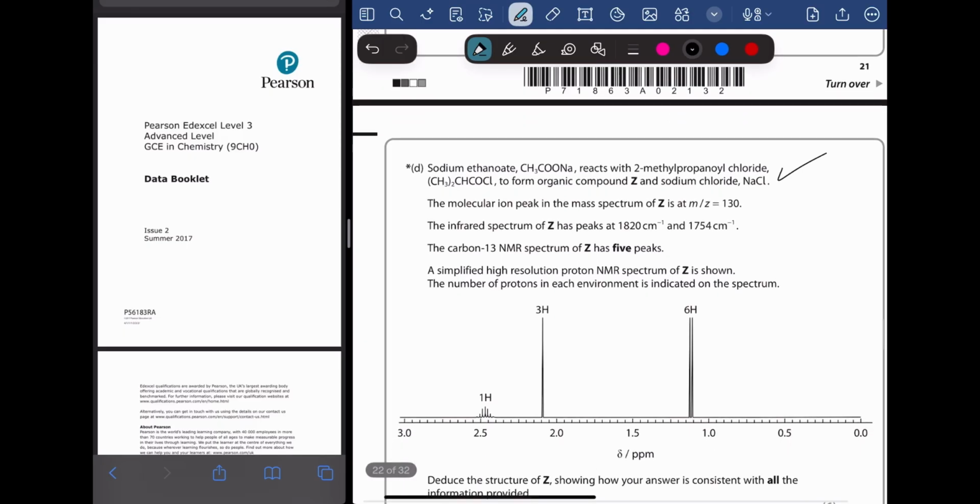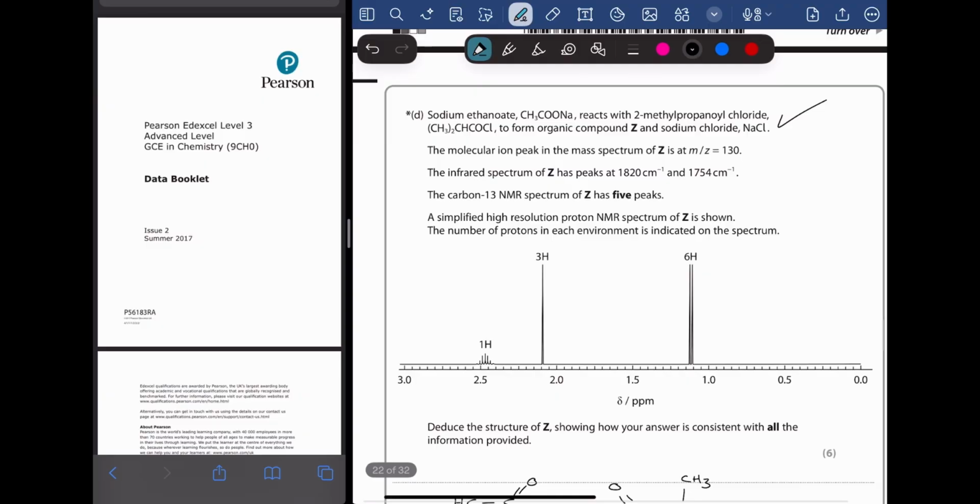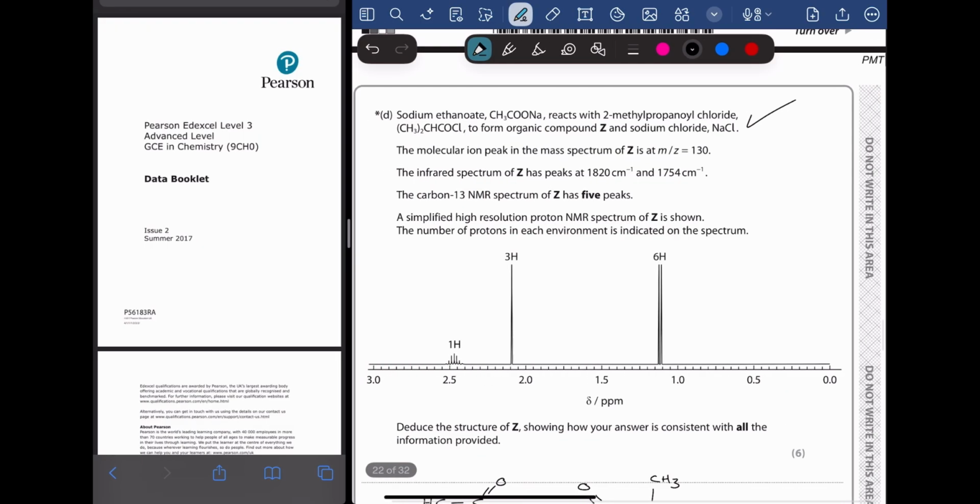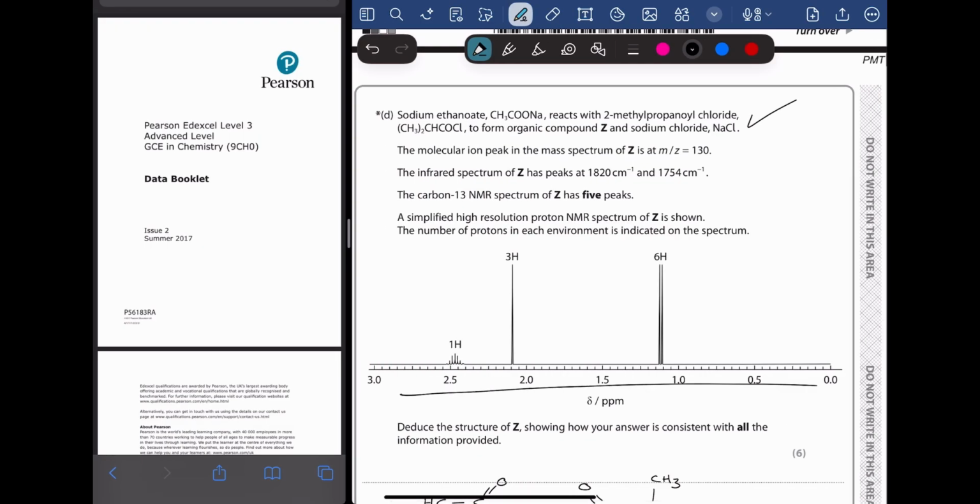So the molecular ion peak is 130. That means the M/Z, or the molecular ion peak, is the molecular mass of the product. And usually in a mass spectrum, the peak would be at the very end, and this would show 130. So this would be 130, for example.